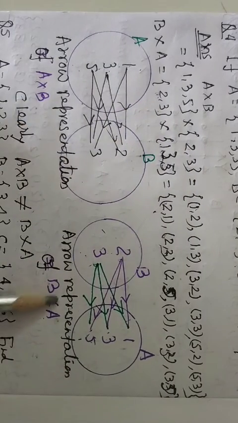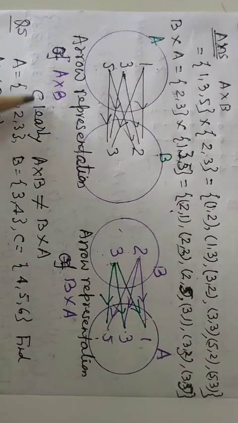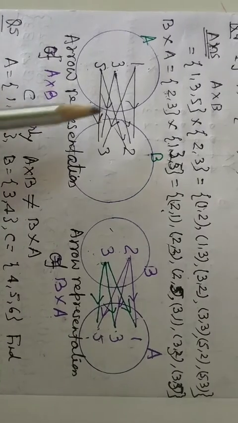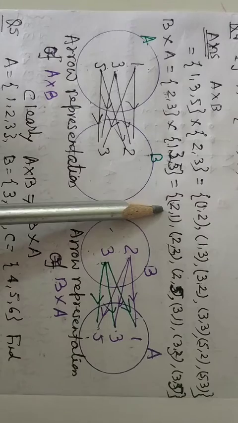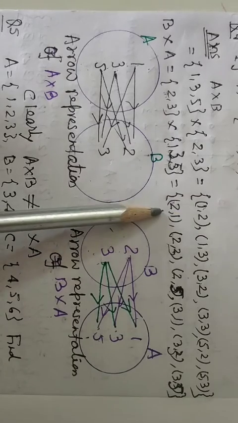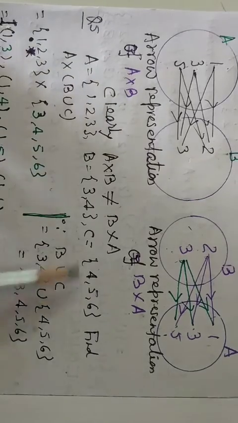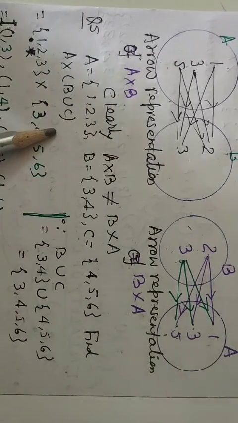Arrow diagram representation. Now clearly AB is not equal to BA, because here in the first set (1, 2) is given, here (2, 1) is given, so (1, 2) is not equal to (2, 1). Now question number 5. If A, B, C are given, find A × (B ∪ C).